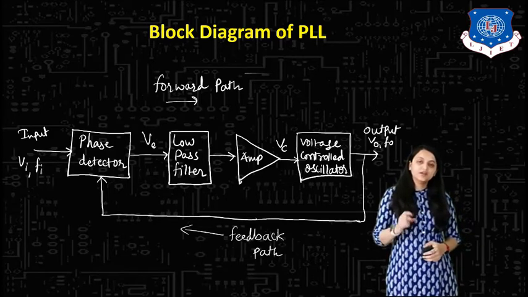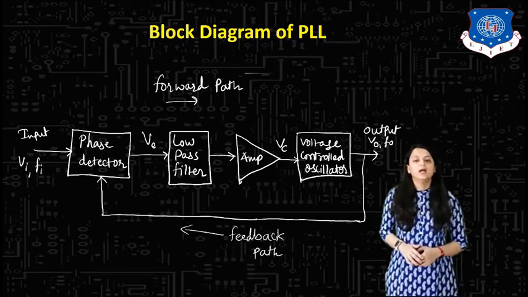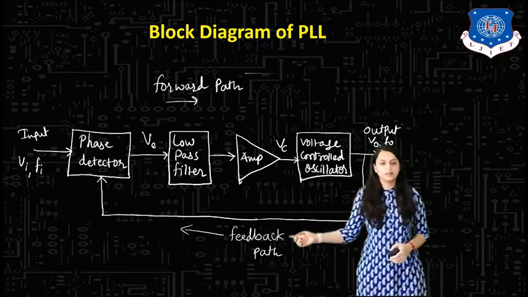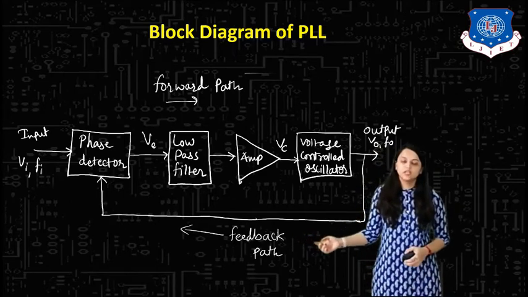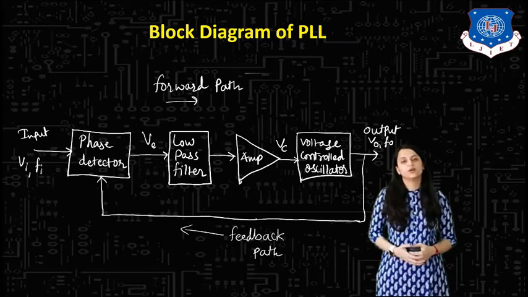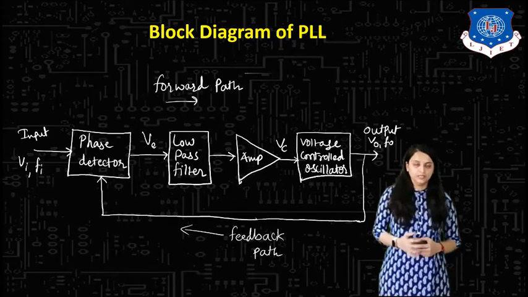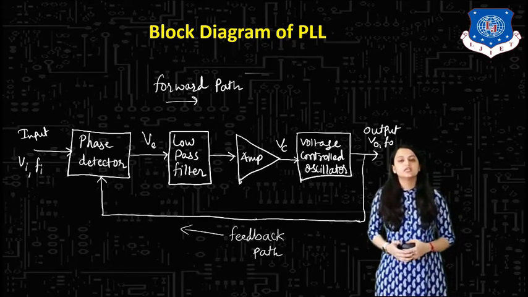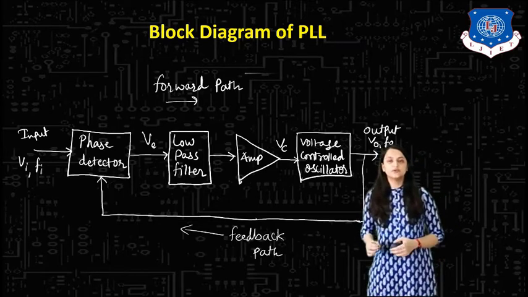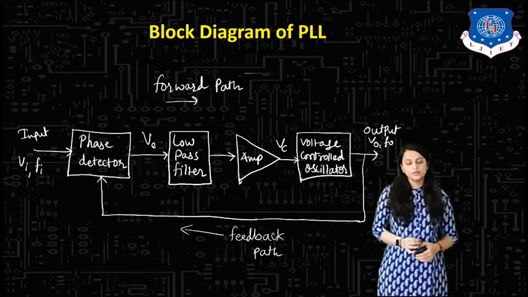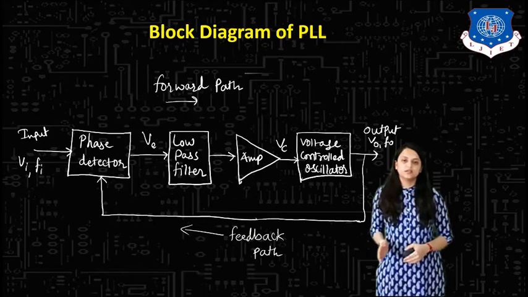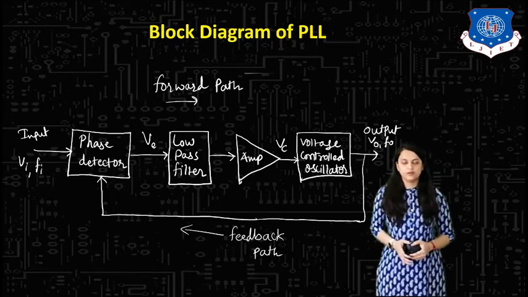Now the phase detector will detect the phase of the input signal and compare this input with the feedback given through the feedback path, that is the output voltage with the input voltage, and by comparing these two, it will generate a difference voltage which is called error voltage VE. This error voltage is given to the next block, which is the low pass filter. As the name suggests, the low pass filter will allow the lower frequency components to pass by blocking the high frequency components. The output of this low pass filter is given to the next block, which is the amplifier.